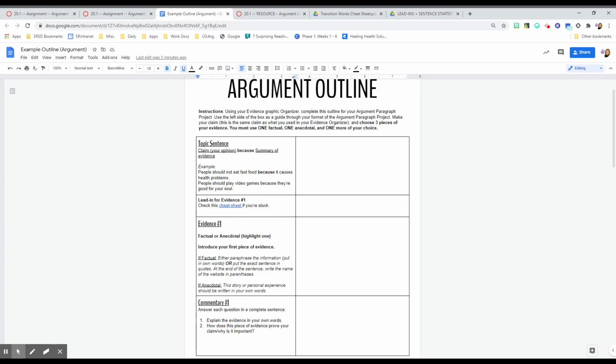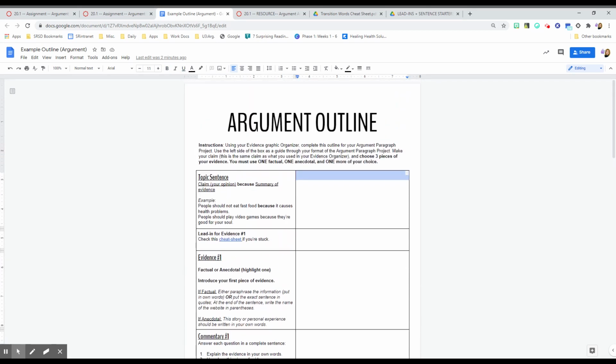And the last piece of evidence is your choice, whether you want it to be factual or anecdotal. Okay. So we're going to go ahead and jump on in here, and I'm going to walk you guys through just a first couple of examples so you can see the thought process of what you need to be doing. Okay, so for this one, I'm going to use the claim that social media is harmful. That's the topic and the claim that I chose.